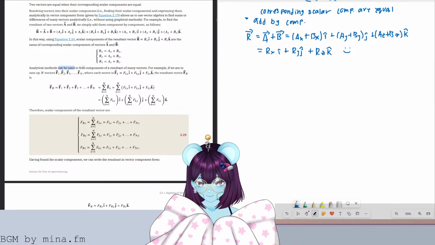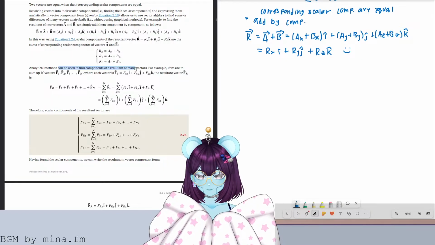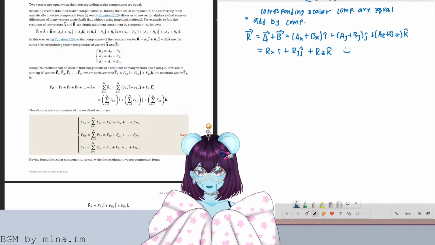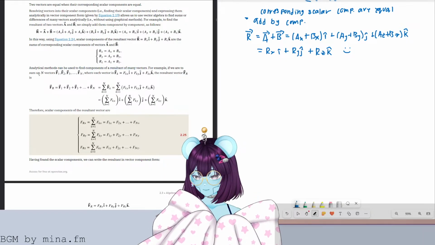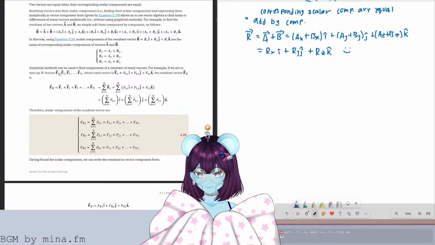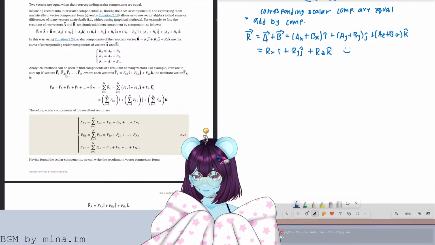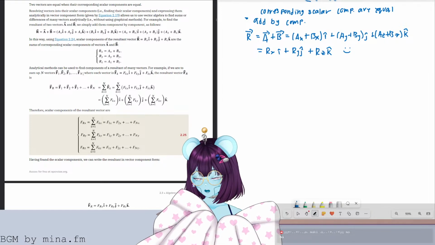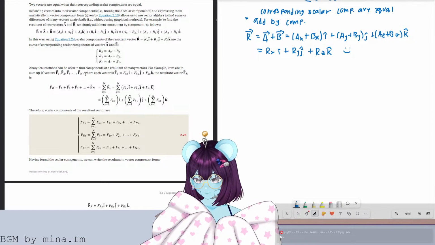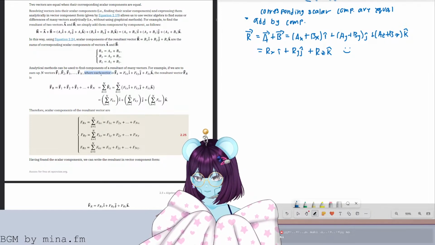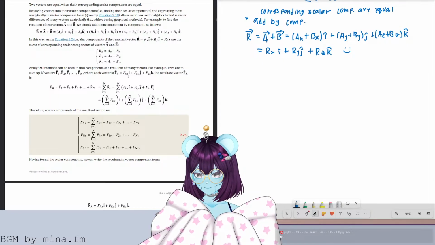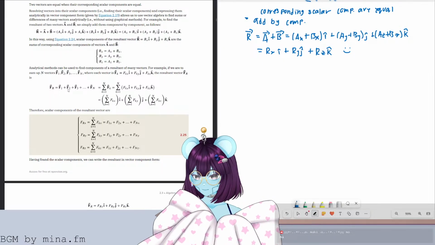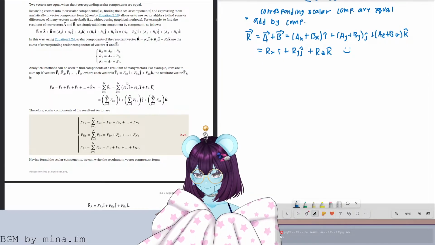Analytical methods can be used to find components of a resultant of many vectors. For example, if we are to sum up n vectors, f1, f2, f3, and so on, all the way to whatever variable you want to finish, the resultant vector, FR, is equal to the summation of all of them.